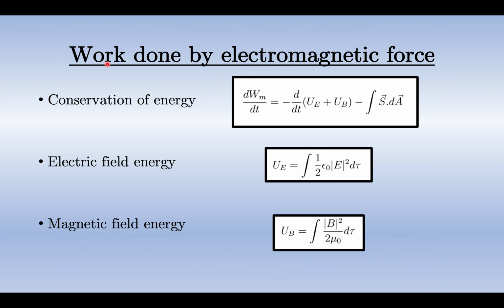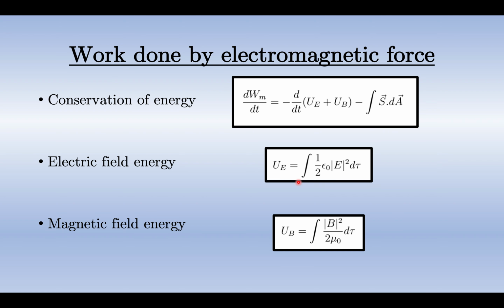Then the next topic is the work done by the electromagnetic force. If we have a system of charges and currents, what will be the work done by the electromagnetic force, which is Q times E plus V cross B? We can get an expression for the conservation of energy, which will state that the work done, or the power instead, because we are going to take the derivative with respect to time, will equal the rate of change of the electric field and magnetic field energies with respect to time, plus some loss due to radiation, which will be described further.